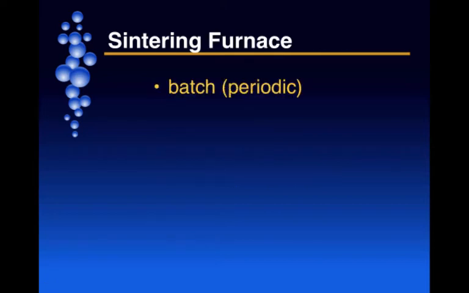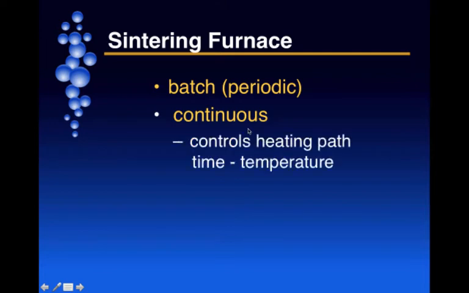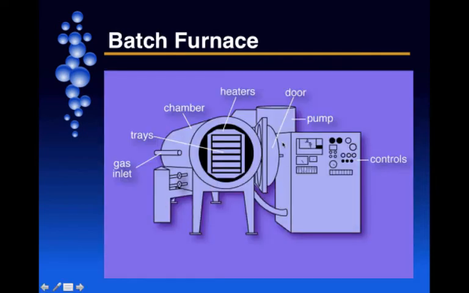In terms of the furnace in which you will sinter the material, you have either a batch furnace, right? So it's like your kitchen oven. Take a tray of cookies, put them in. After a certain time, at a temperature, you take them out. That's periodic. Alternatively, for production in high volume, you would opt for a continuous method, right? Where you can control the heating path, you can control the overall dwell time at a given temperature range. You can control the atmosphere. So this is an example of a typical batch furnace.